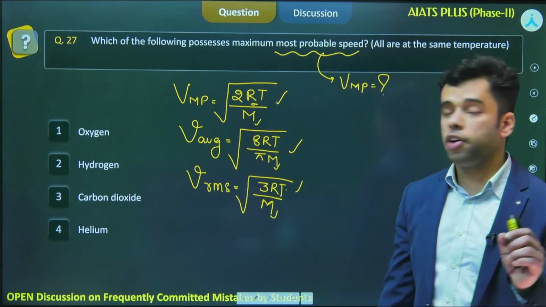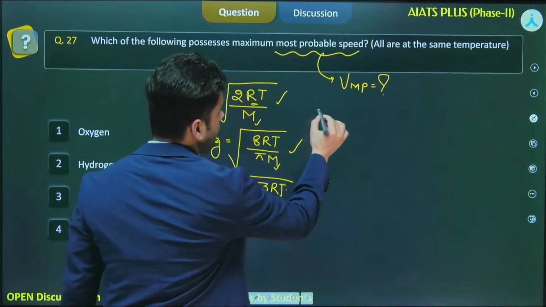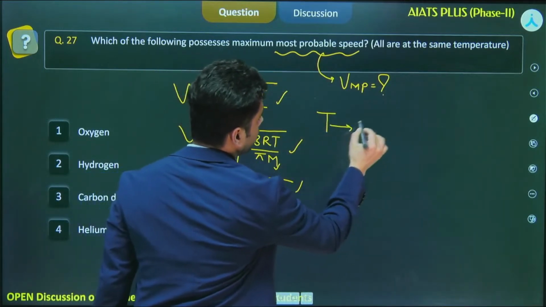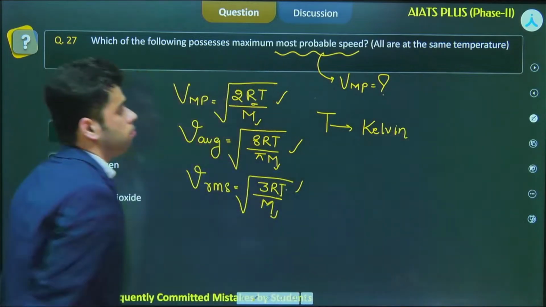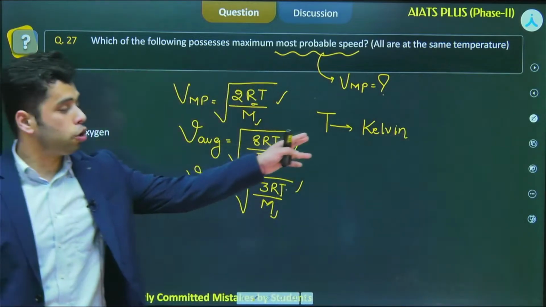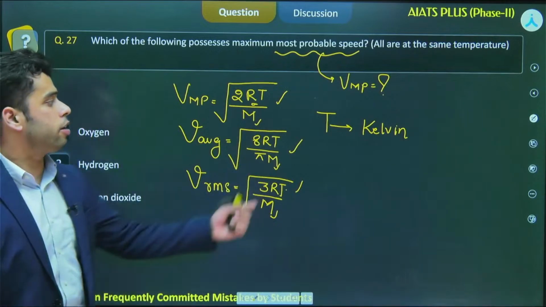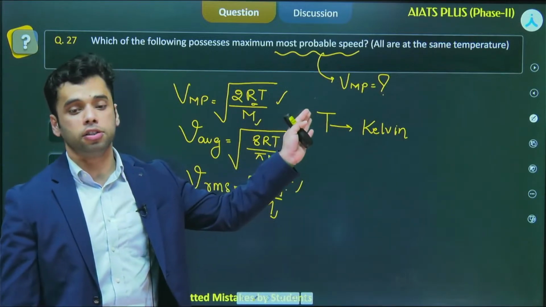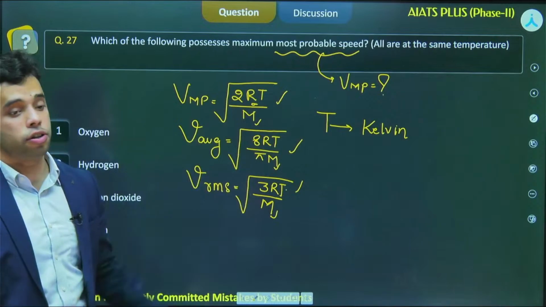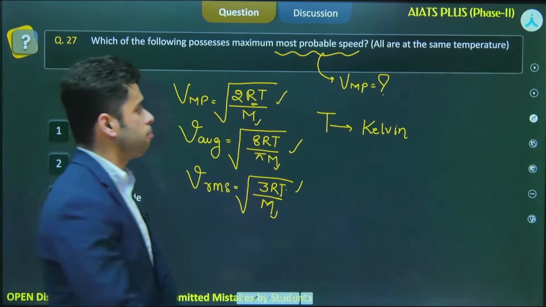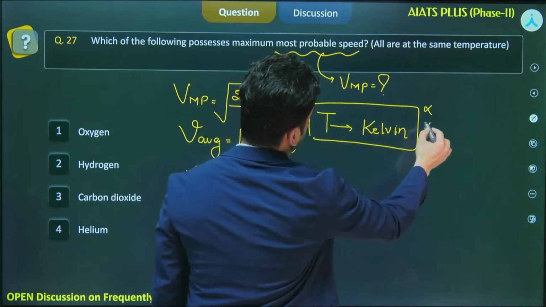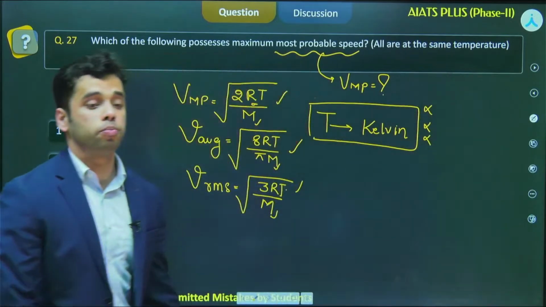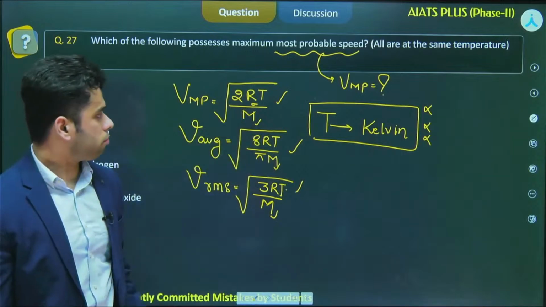Now, the very important point that you must keep in mind is that this temperature T should be in Kelvin. Don't try to put a temperature in degrees Celsius. It will be disastrous and you will get the wrong answer. So temperature should be in Kelvin. This is the key point, and you must remember all the formulas to solve such kind of problems.